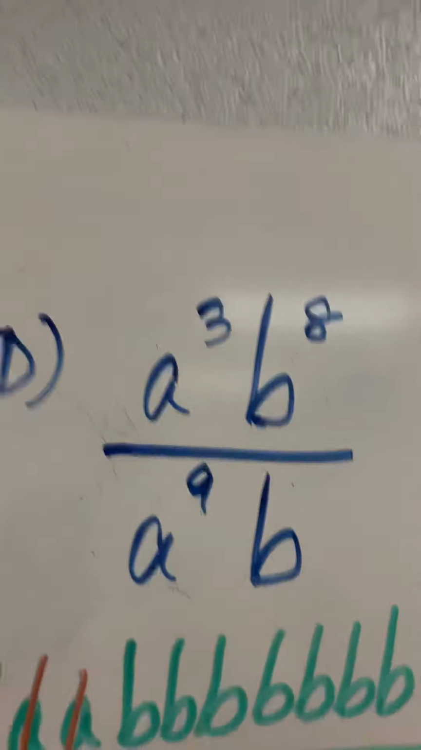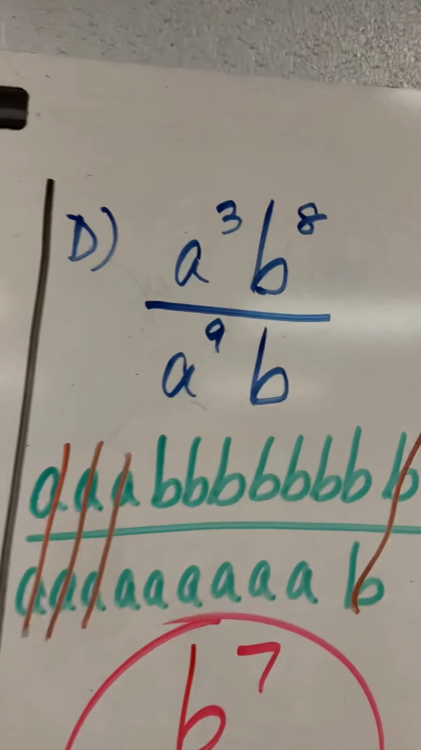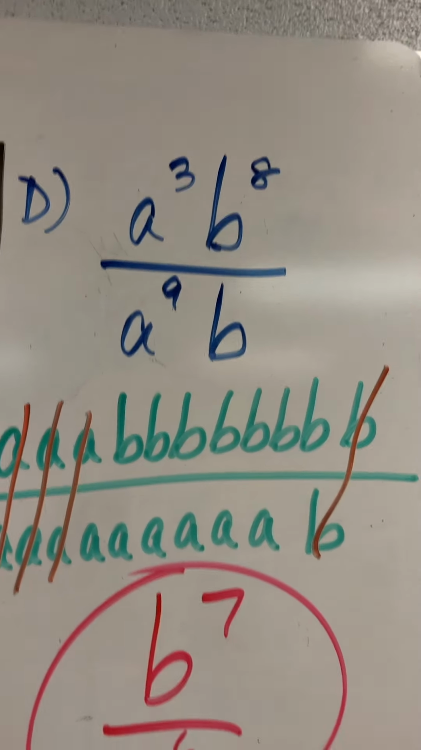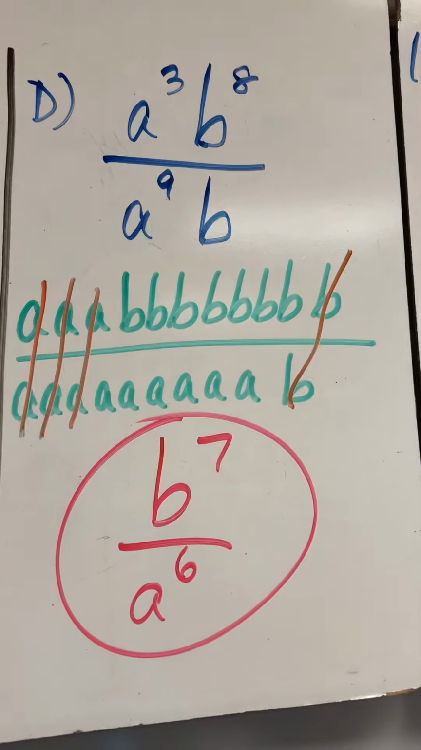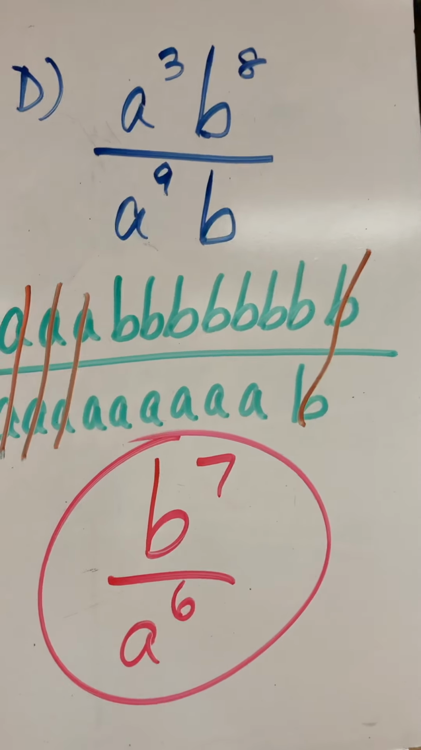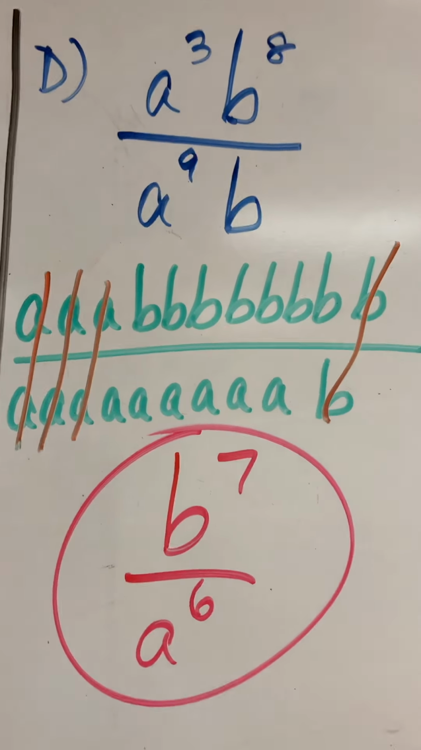So if you have this, a to the 3rd, b to the 8th over a to the 9th, b, you get 3 a's canceling and 1 b canceling, leaving you with b to the 7th on top, a to the 6th on the bottom, right? So really, wherever the higher exponent is, that's where the letter will stay. Understand what I'm saying?